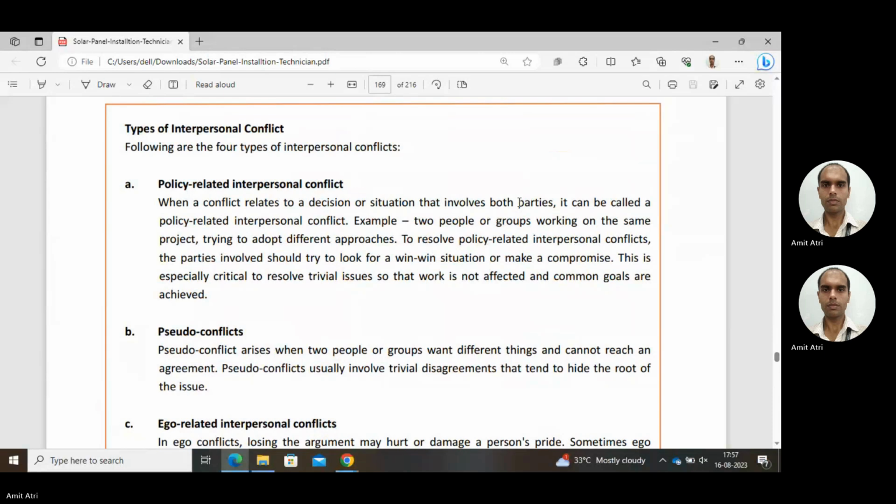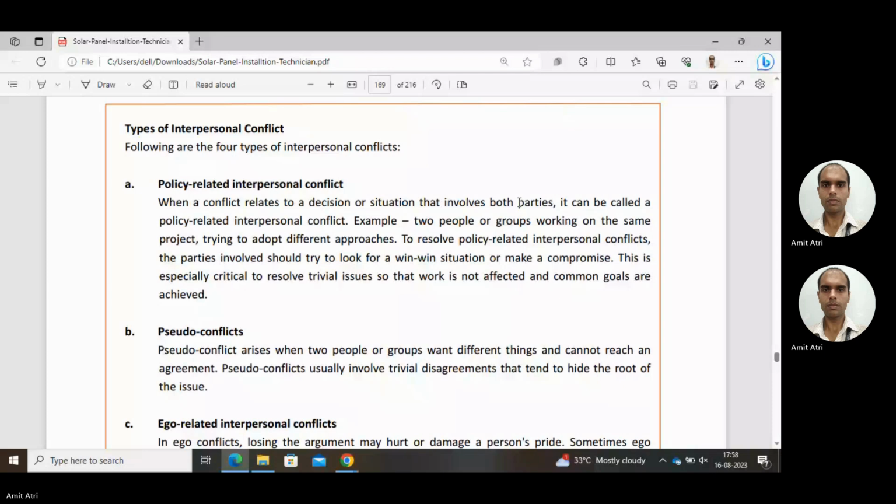Next is pseudo conflicts. This can arise when two people or a group of people want different things and cannot reach an agreement. That means it is not easy to make a compromise. They usually involve trivial disagreements that tend to hide the root of the issue, that we have to identify. What is the root of the issue?